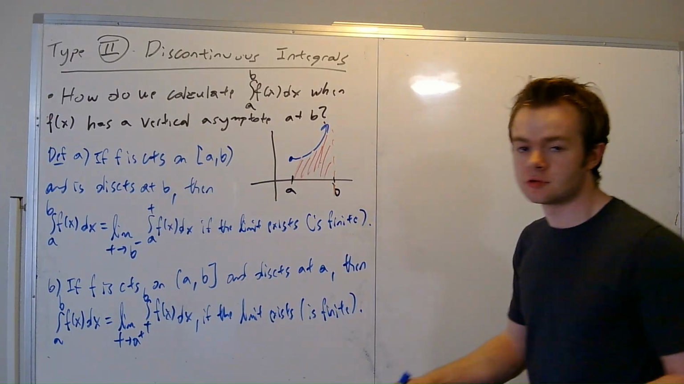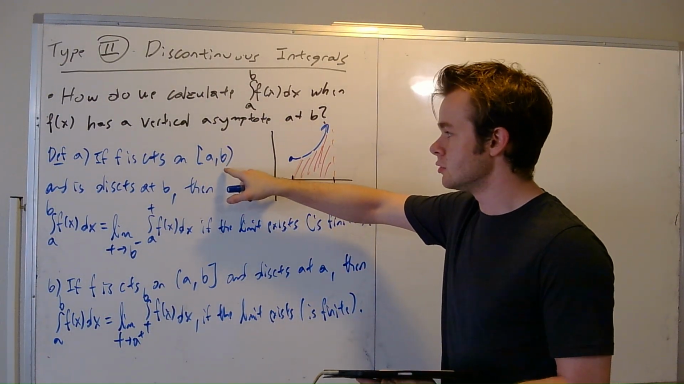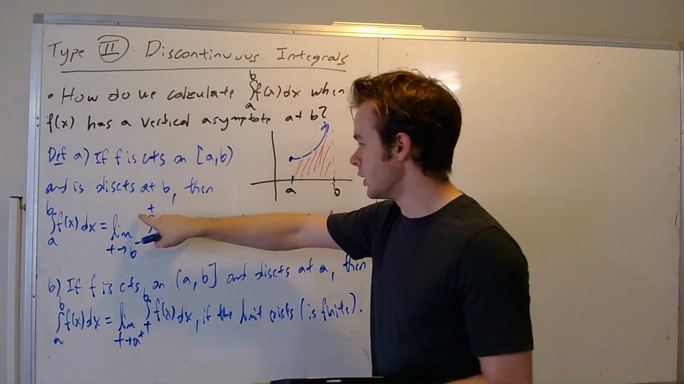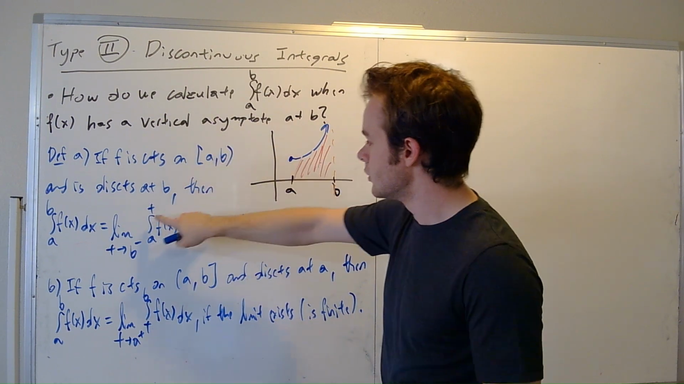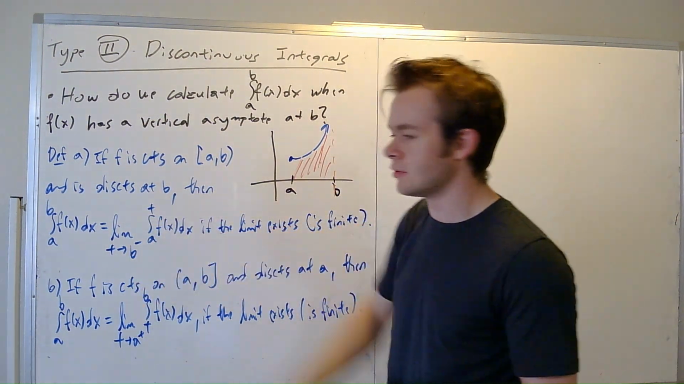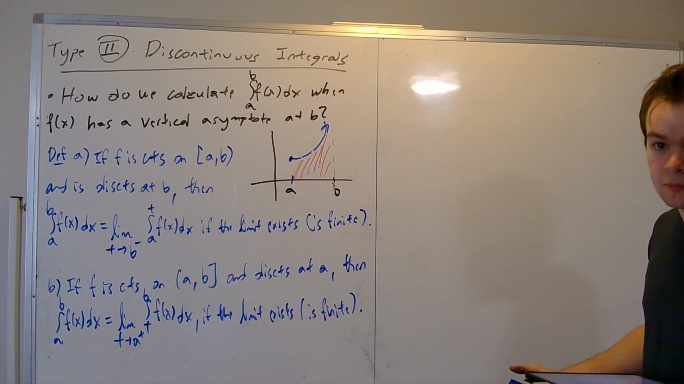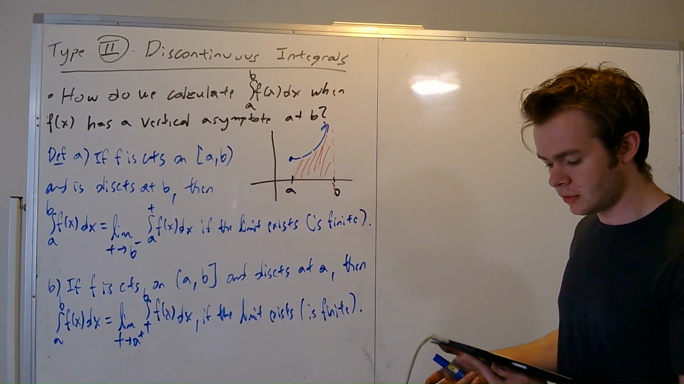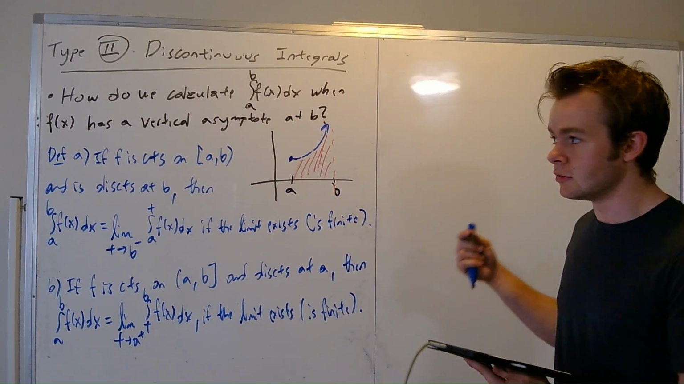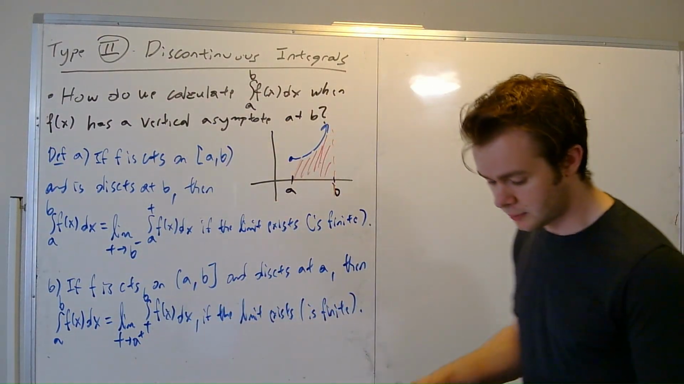Right. So our strategy is, if we have a discontinuity at the end of the interval, we just replace that letter. Here it was the interval from a to b. We replace b with a t, and take the limit as t goes towards b. So that's our strategy. And again, we'll say that the limits are convergent if they're finite and divergent if the limit is infinite, right?